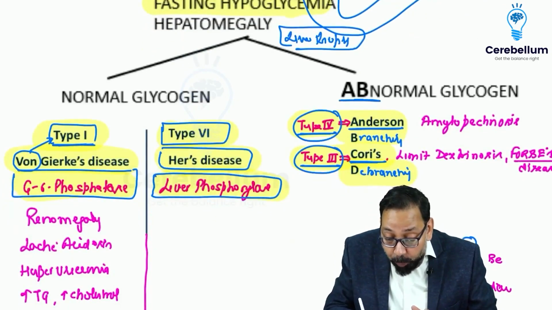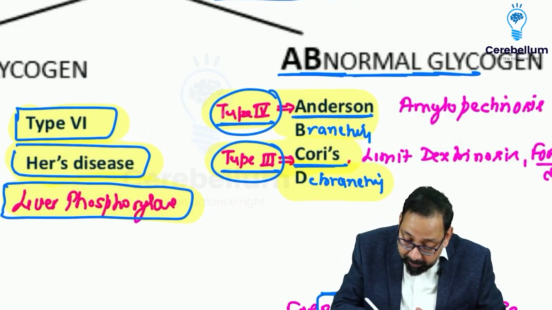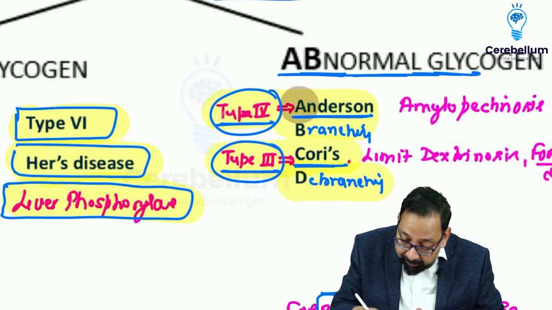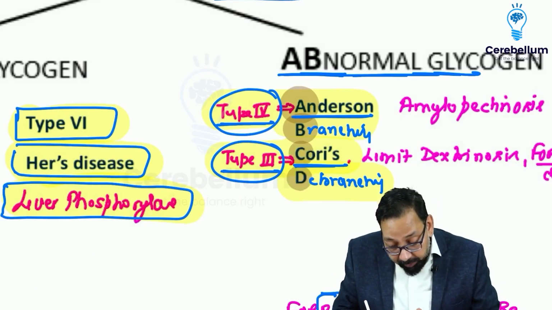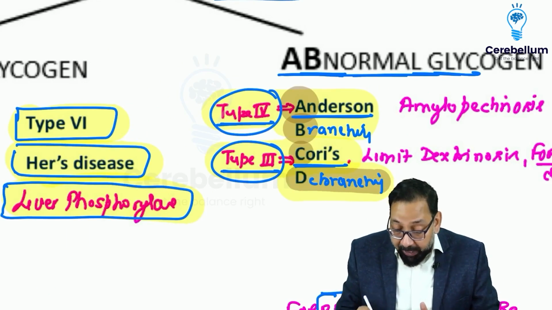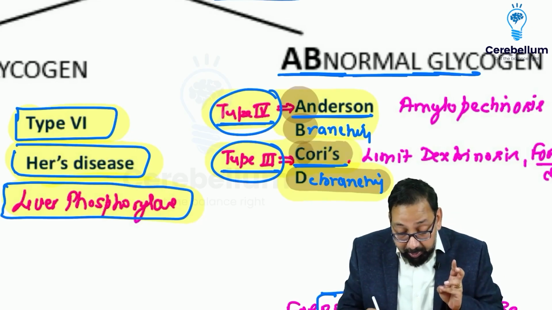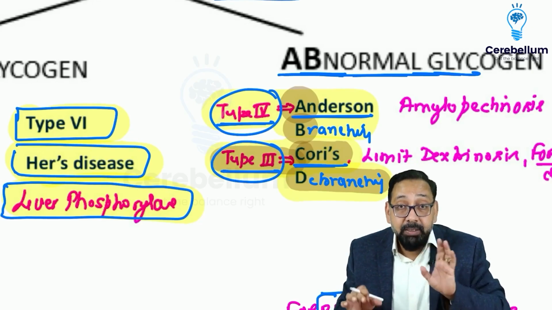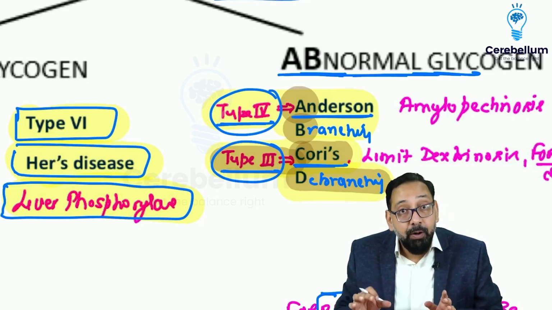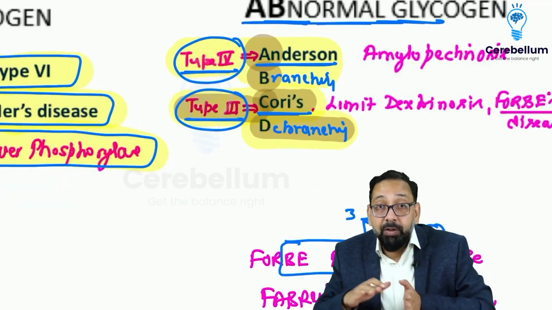Mnemonic is abnormal, AB, ABCD. A for Anderson disease, B for branching enzyme deficient. C for Cori's disease, D for debranching enzyme deficient. You can remember A, B, C. Third letter is C, so Cori's disease, third letter, type 3 glycogen storage disease. Cori's disease, debranching enzyme is deficient, and we found that in these patients, sometimes the patient recovers spontaneously.